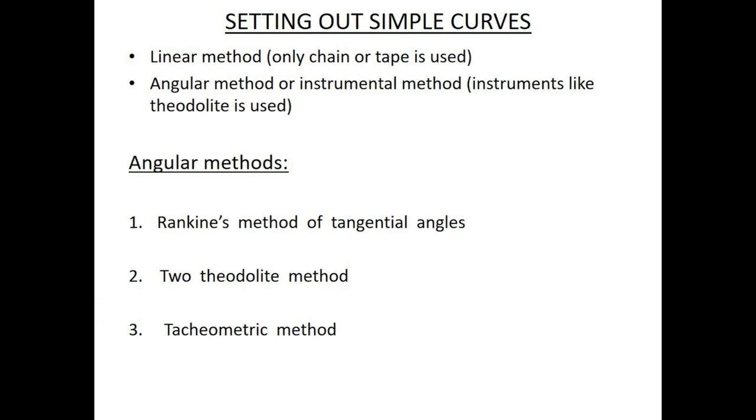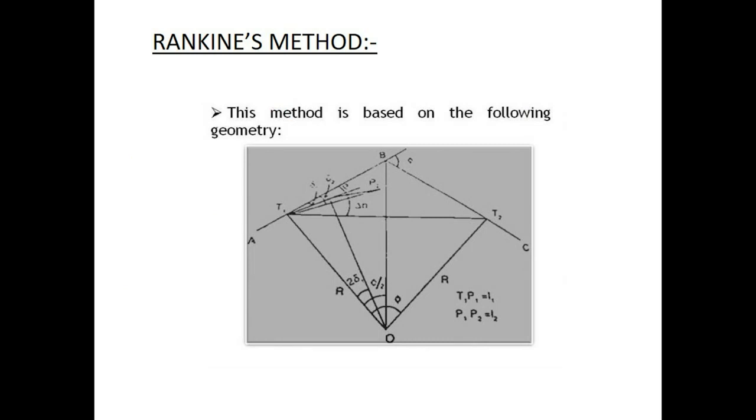Setting out simple curves. Setting out of simple curves can be done by two methods. One is the linear method, where only chains or tapes are used, and the other is the angular method or instrumental method, where instruments such as a theodolite are used to measure. We can look into angular methods. There are basically three types: Rankine's method of tangential angles, theodolite method, and tacheometric method. We'll look into Rankine's method in detail.